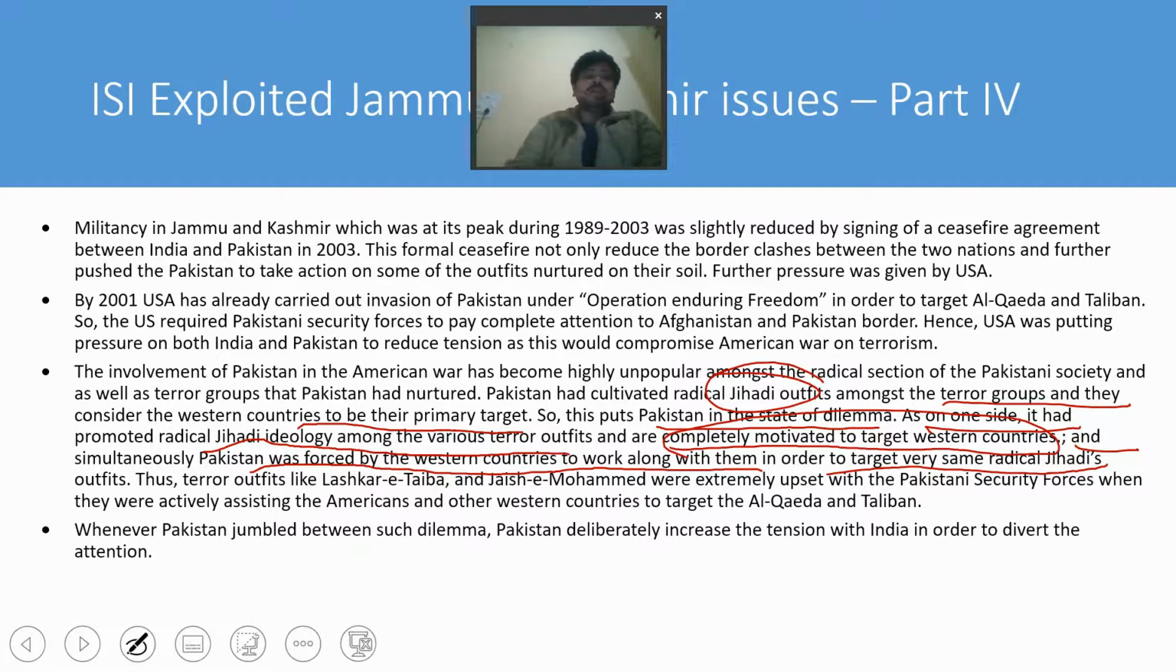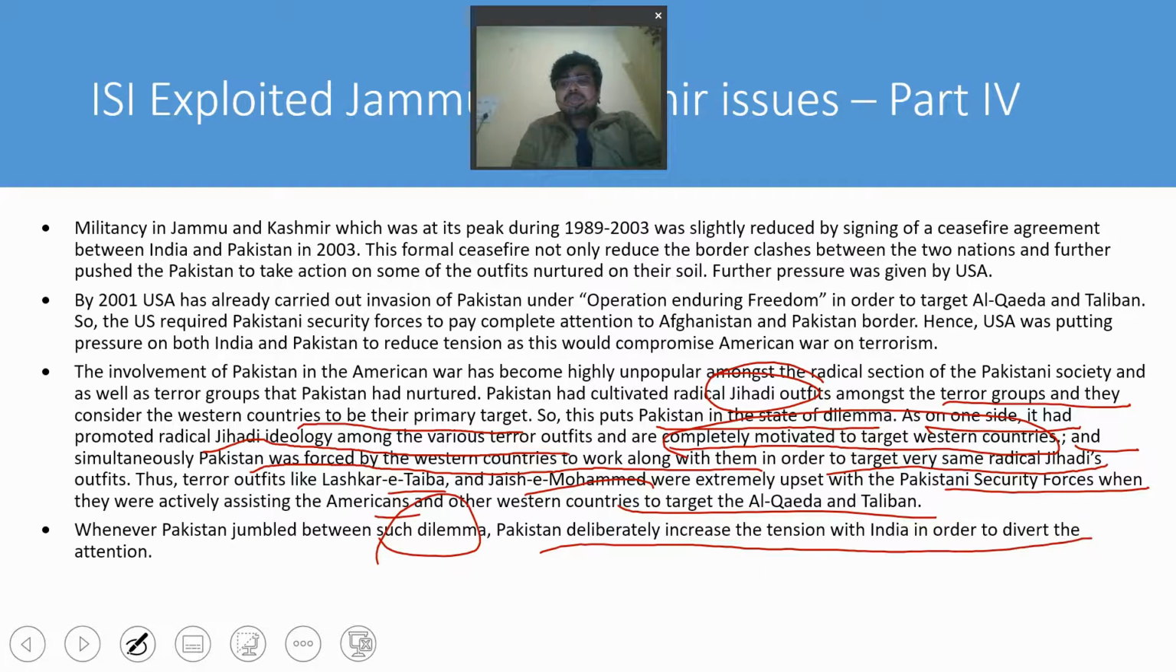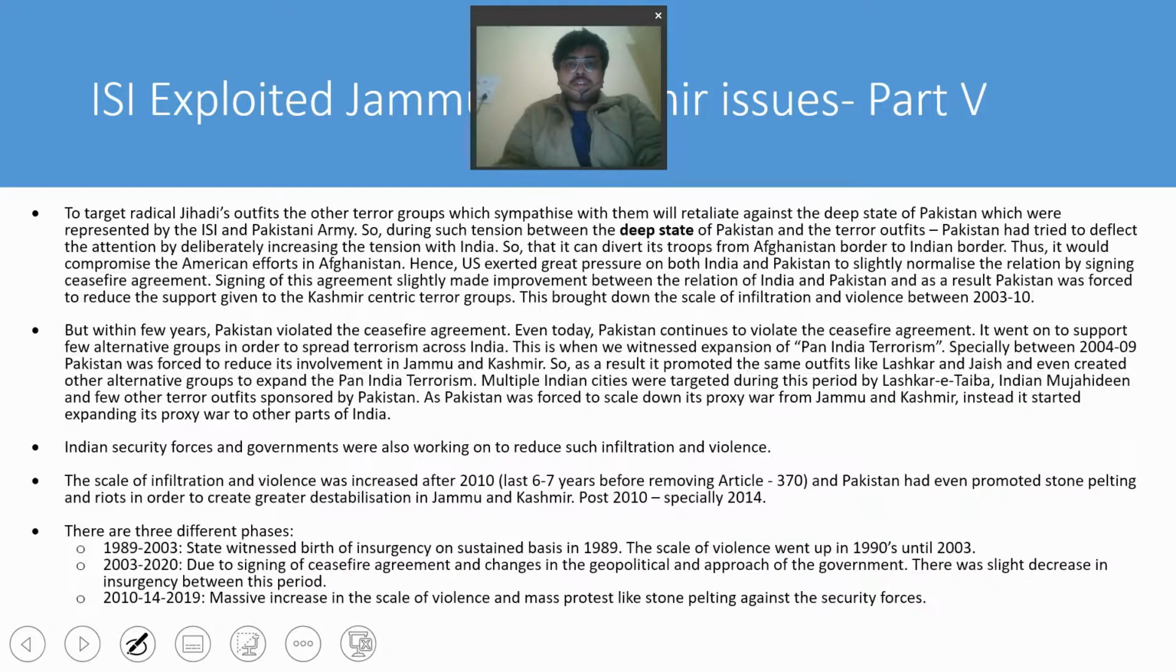It is not acceptable. So terror outfits like Lashkar-e-Taiba and Jaish-e-Mohammed were extremely upset with the Pakistani security forces when they were actively assisting the Americans and other Western countries to target Al-Qaeda and the Taliban. So whenever Pakistan was caught in such a dilemma, Pakistan deliberately increased the tension with India in order to divert the attention of the international media forum. Okay, so the terror groups which sympathize with the radical jihadist outfits retaliated against the deep state of Pakistan, which was represented by the ISI and the Pakistani army.